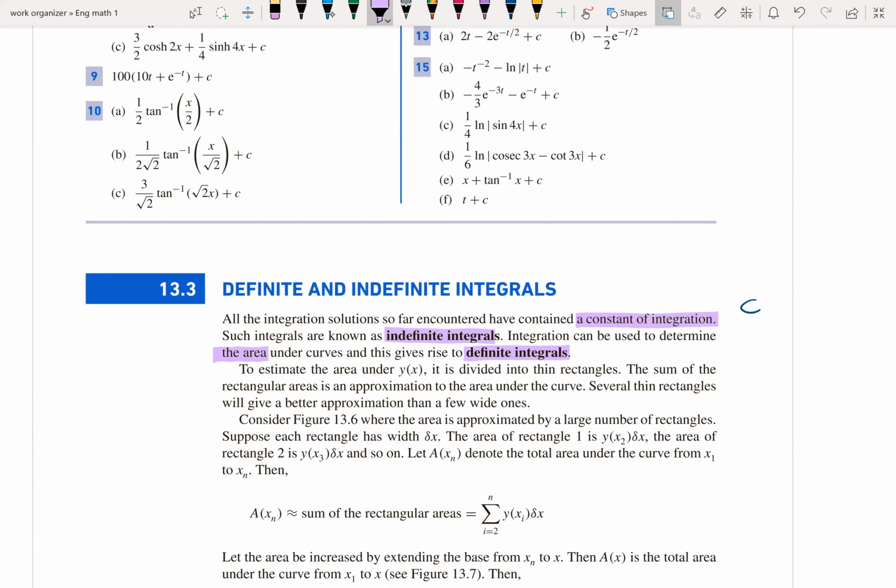So to estimate the area under the function y of x, or the curve, we divide the area under the curve into rectangles. Each rectangle has width delta x.